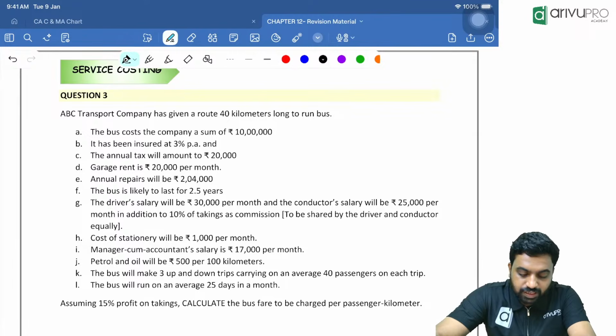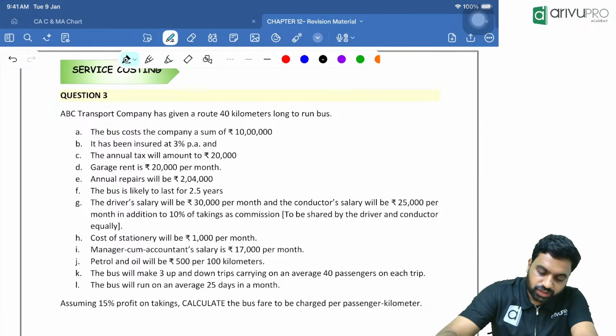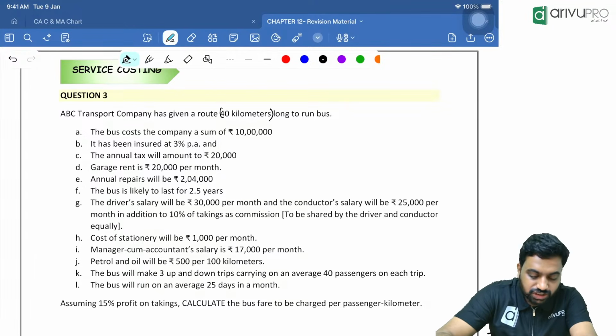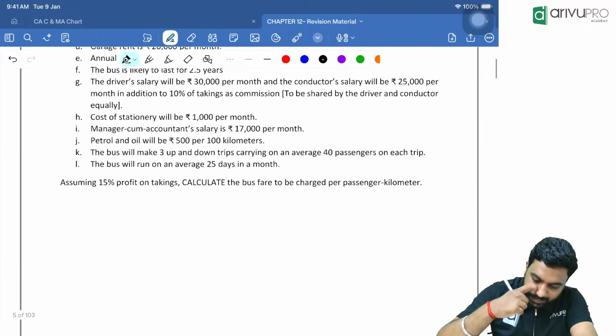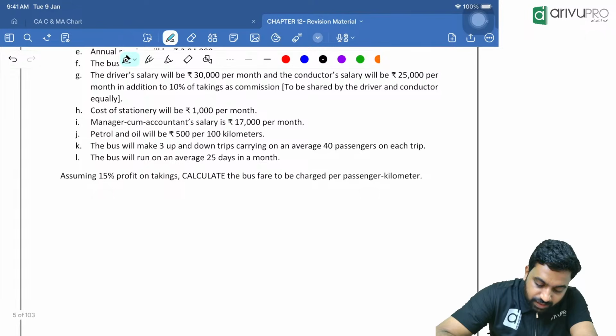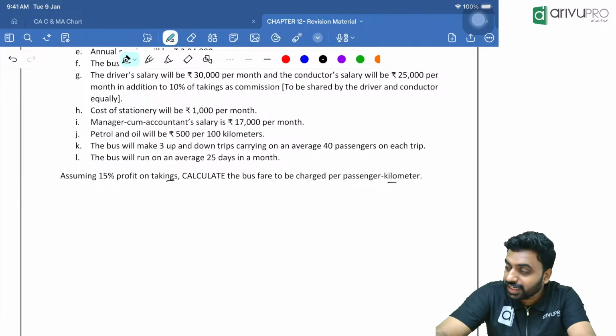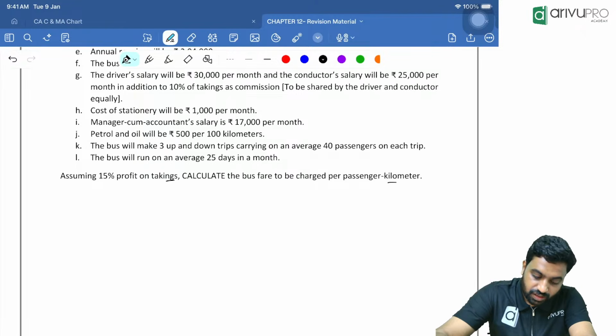A transport company has given a route of 40 kilometers long to run the bus. The bus cost the company a sum of rupees 10 lakh. It has been insured at 3% per annum. Listen, what they are asking. Assume 15% profit on takings. Calculate the bus fare to be charged per passenger kilometer. So they are asking bus fare. That is, for the cost you should add profit also.